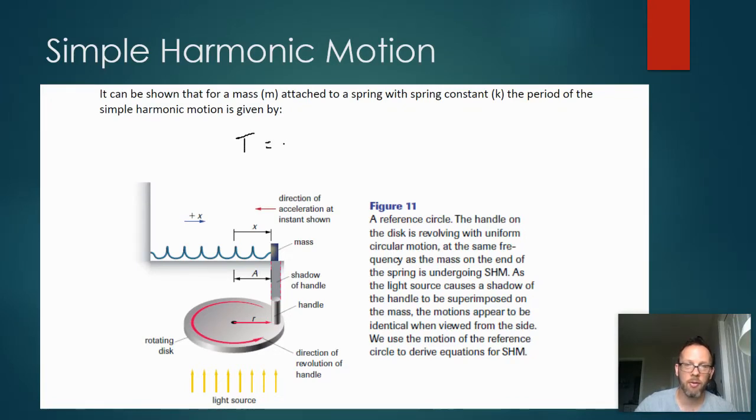It turns out the period of simple harmonic motion of a mass on a spring is given by this: 2 times pi times the root of the mass on the spring divided by the spring constant of the spring. And I'm going to show you why.